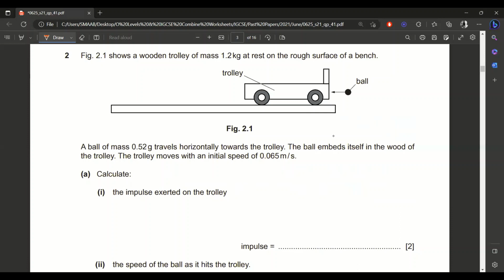Okay, in question number 2, figure 2.1 shows a wooden trolley of mass 1.2 kg at rest on the rough surface of a bench. A ball of mass 0.52 grams travels horizontally towards the trolley. The ball embeds itself in the wood of the trolley. The trolley moves with an initial speed of 0.65 meter per second. Calculate the impulse exerted on the trolley.